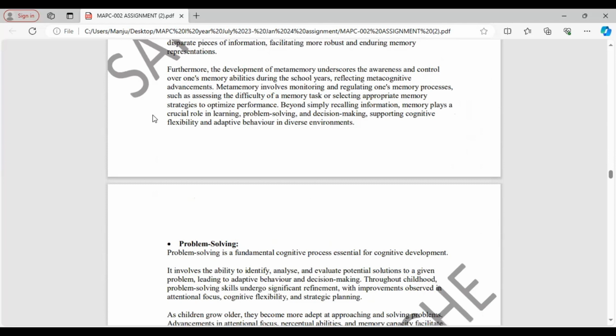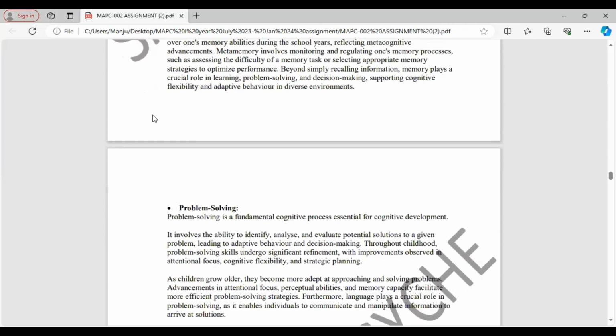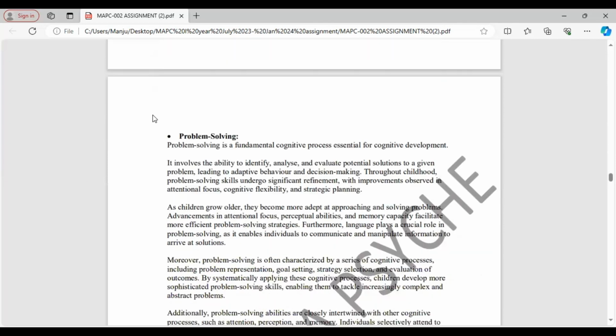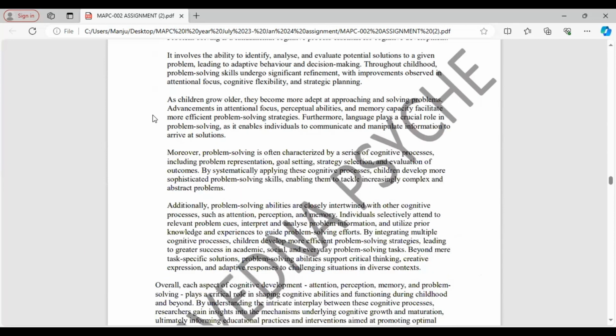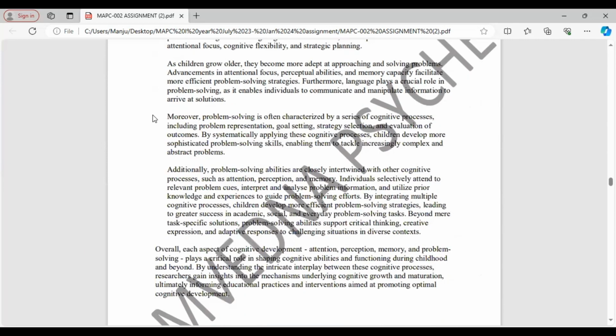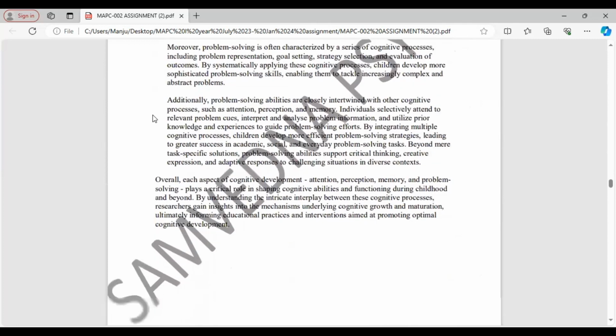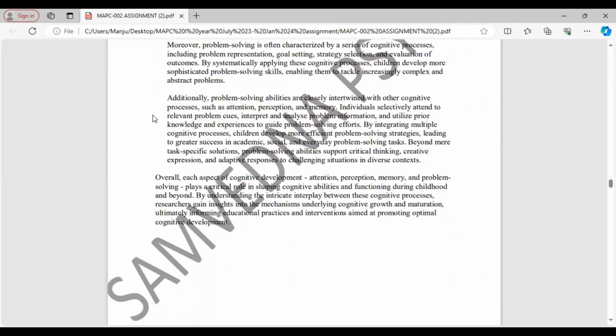and decision making. Throughout childhood, problem solving skills undergo significant refinement, with improvements observed in attention, focus, cognitive flexibility, and strategic planning. And all these four processes are interlinked. Attention, perception, memory, and problem solving play a crucial role in shaping cognitive abilities and functioning during childhood. And by understanding the intricate interplay between these cognitive processes, researchers gain insight into the mechanisms underlying cognitive growth and maturation, ultimately informing educational practices and interventions aimed at promoting optimal cognitive development.